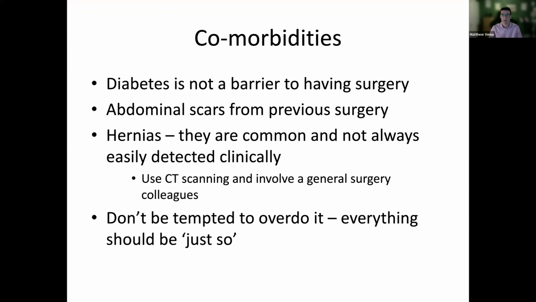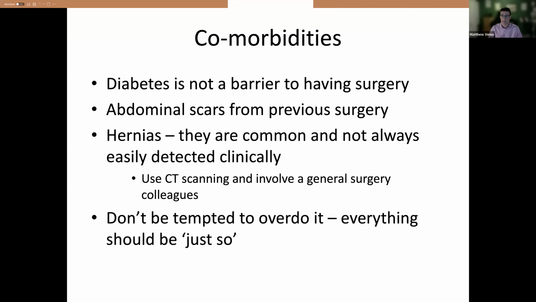And clearly patients come along with comorbidities. Diabetes, again, another high risk factor for complications, but it's certainly not a barrier to having surgery, particularly if the diabetes is well controlled. Always very nervous about previous abdominal scars, not laparoscopic, but large old-fashioned Kocher scars from cholecystectomies and things, because that can affect the blood supply to the skin, and it limits a little bit what we can do.